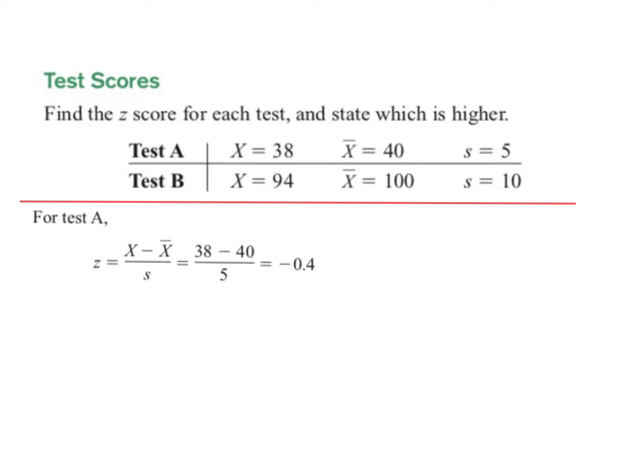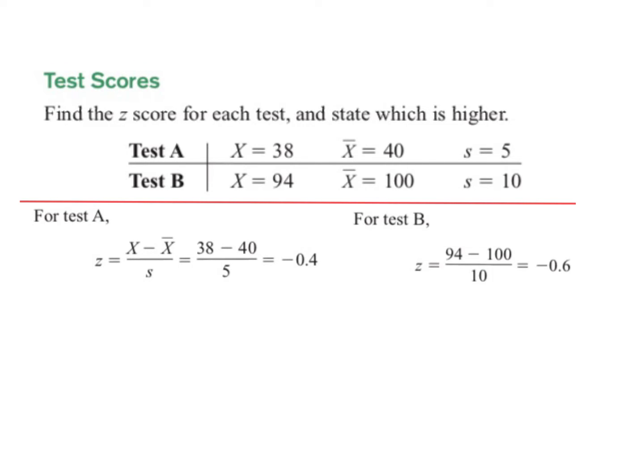You don't have to, but sometimes I like to look at problems and try to figure out the answer before I actually do the work, just to see if it makes sense, if it's reasonable. So in this case, when we do test B, 94 minus 100 over 10, that's negative 0.6.